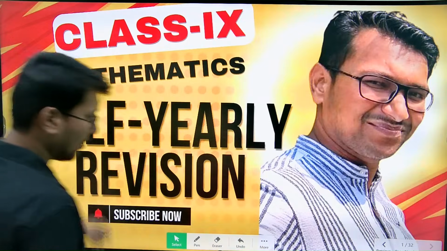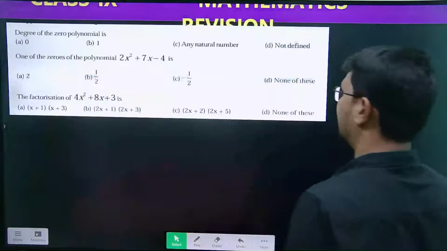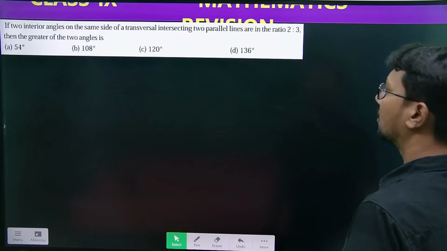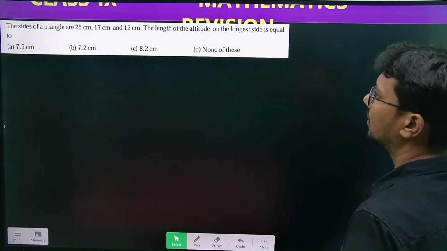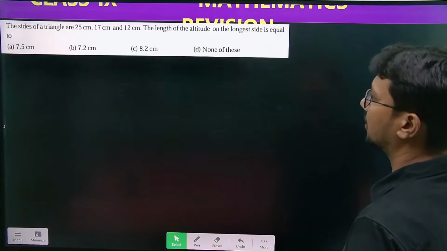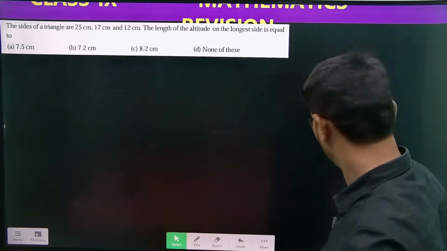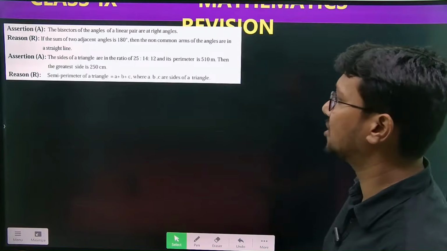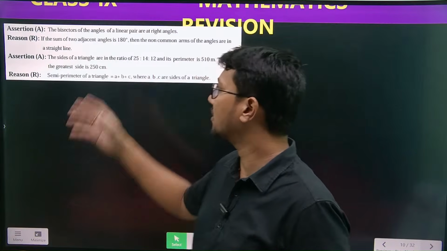Okay, we will solve here. Check which question you have completed. Okay, this question is over, right? Okay, let us solve this question. There are two assertion reason questions here.